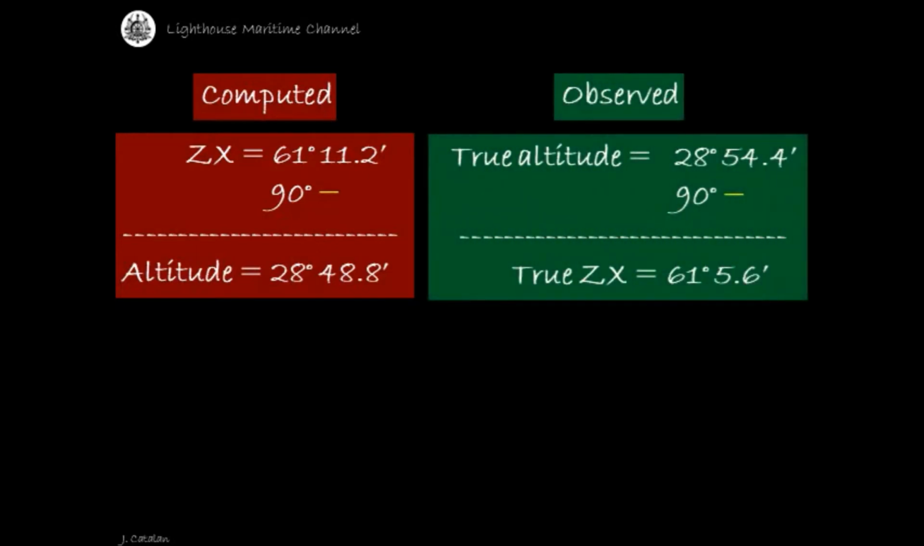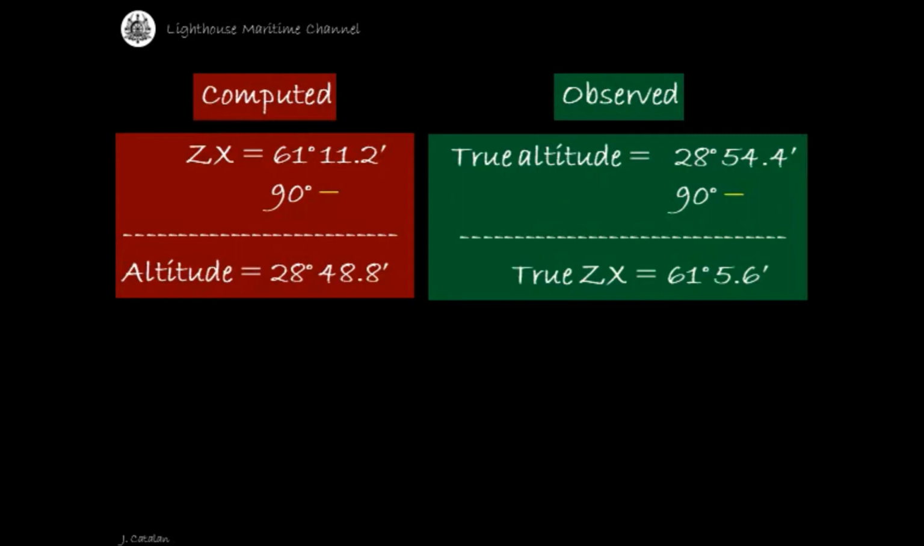Computed ZX, which is equal to 61 degrees 11.2 minutes. To obtain computed altitude, subtract it from 90 degrees. The result is the computed altitude, which is equal to 28 degrees 48.8 minutes. Observed true altitude is equal to 28 degrees 54.4 minutes. To obtain true zenith distance, subtract it from 90 degrees. The result is the observed true zenith distance, which is equal to 61 degrees 5.6 minutes.